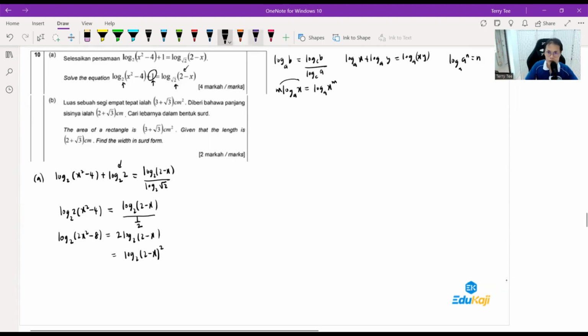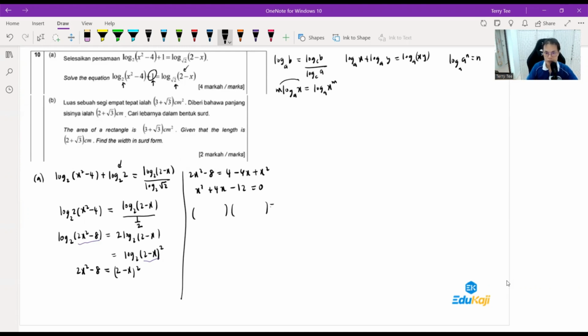Now, the idea of getting rid of logarithm is that if I have a single logarithm on the left and a single logarithm on the right, I can just compare them. So we say 2x squared minus 8 is now 2 minus x with a square. Let me continue here. Expand this bracket. You will get 4 minus 4x plus x squared. Bring everything to the left. So 2x squared minus x squared is x squared, plus 4x minus 12. The result is 0.